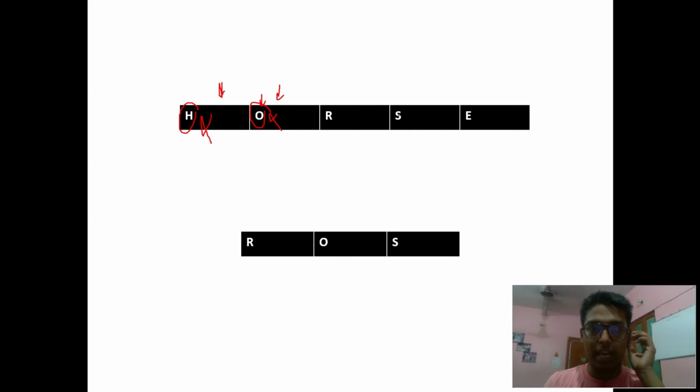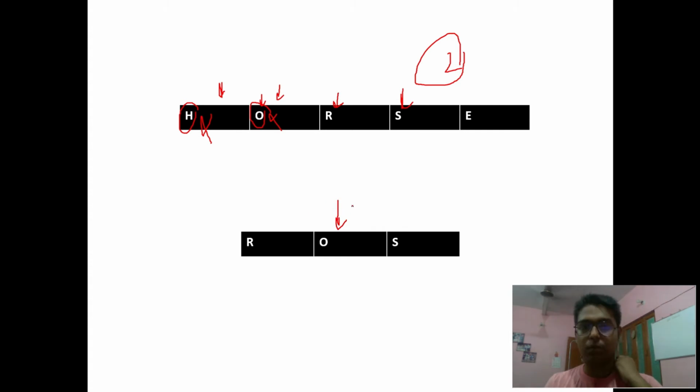If we have deleted the character O, then we'll move toward R. We'll find that R is matching R. So up till here we have two operations, and only one character is matching. So we will be moving toward S and moving toward O.